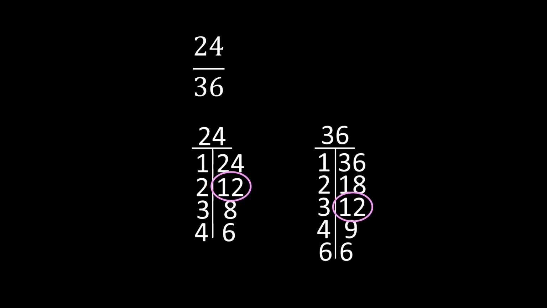So now that we've established that 12 is the greatest common factor of 24 and 36, we're going to use 12 when we go to simplify. We'll be dividing the numerator by 12 and the denominator by 12. 24 divided by 12 is 2, and 36 divided by 12 is 3. 24/36 simplifies to 2/3.